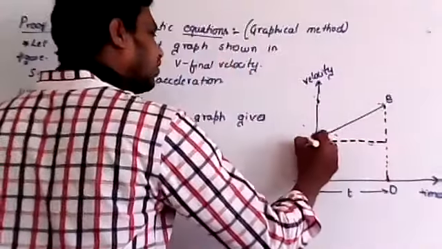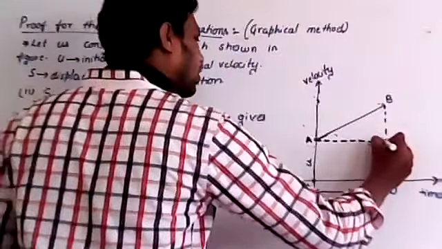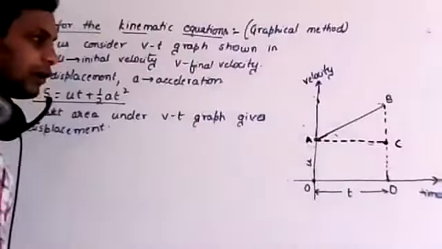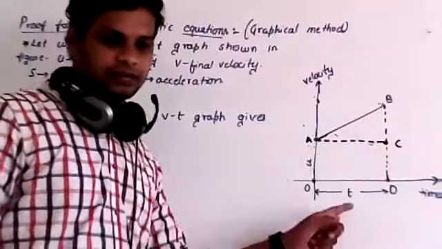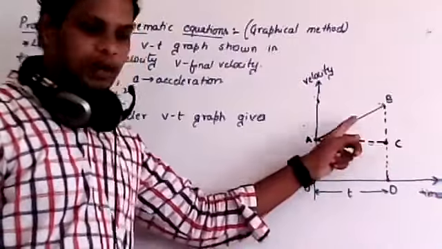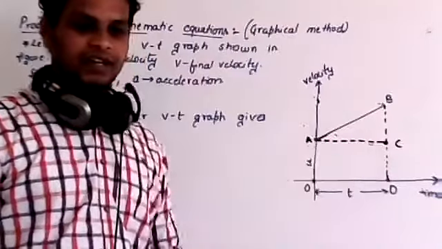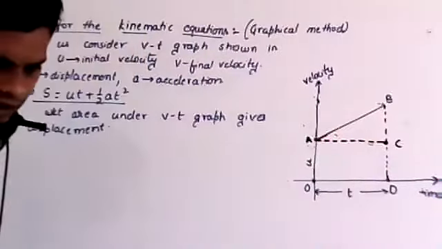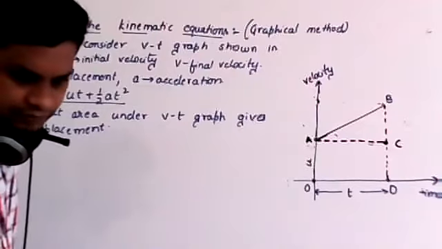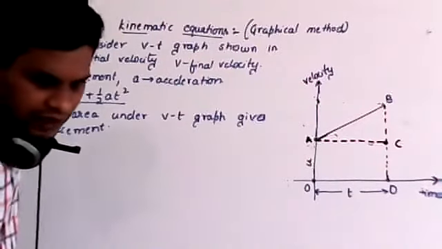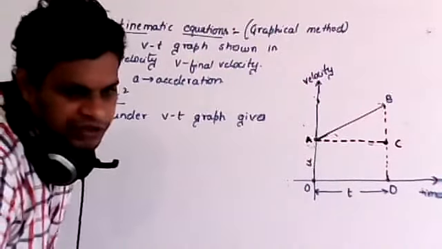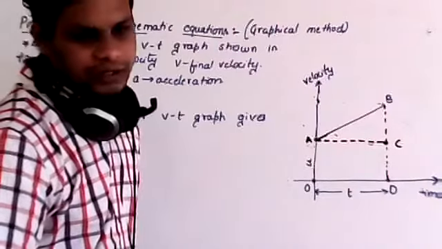Clear? So if I take this point as A, I will take this point as, for example, C. Now it looks like a triangle as well as a rectangle. Tell me, what is the area of a trapezium? Yeah, very good, Shravan. Area of trapezium, correct.